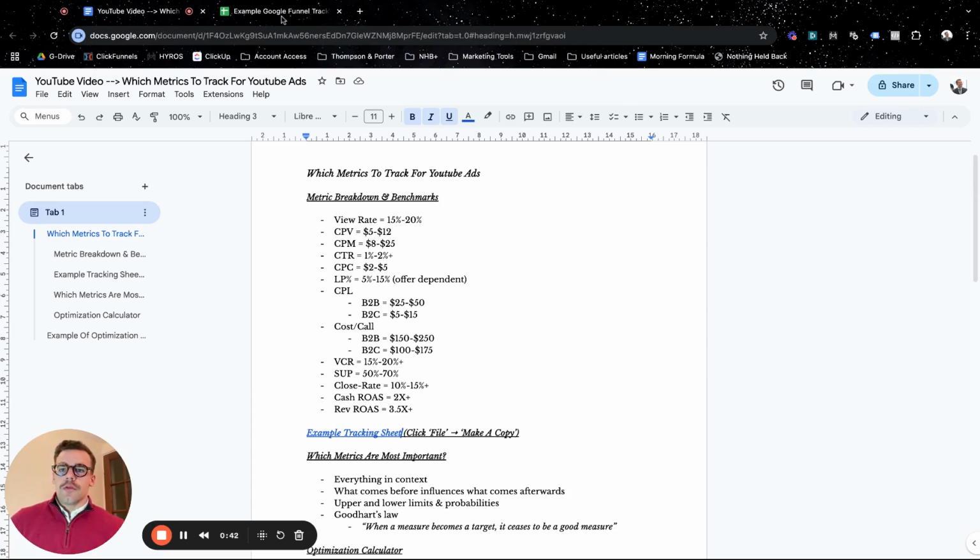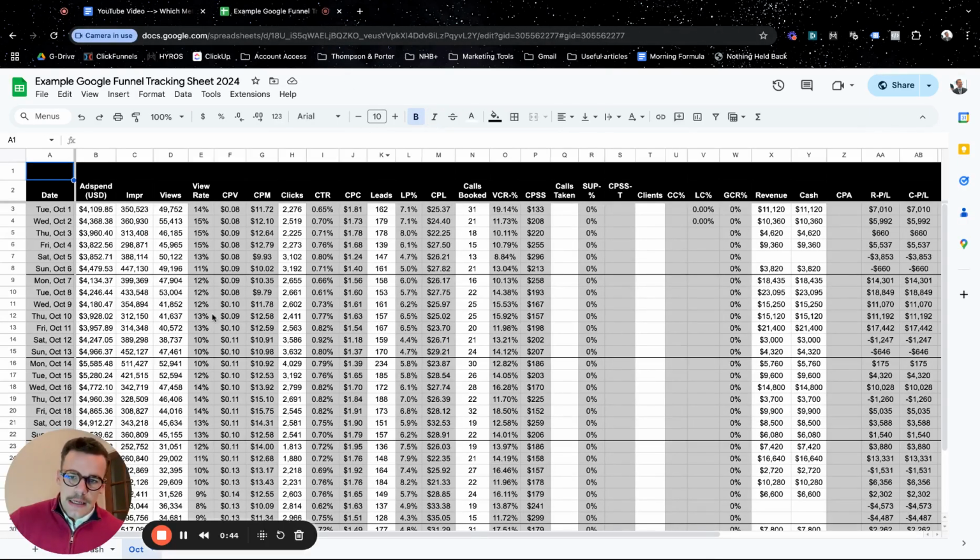I'm just going to come over to an example tracking sheet here. So I've just got a month of dummy data just to show you what's going on, and then we'll jump into exactly what all these metrics should look like. There's an example sheet that I've just deleted all the data in and just have one month, but there's an example sheet in there for the whole thing.